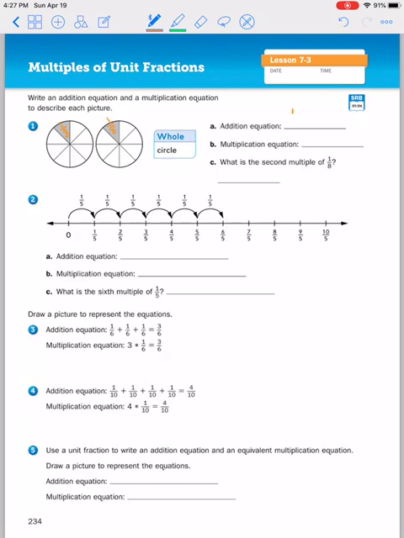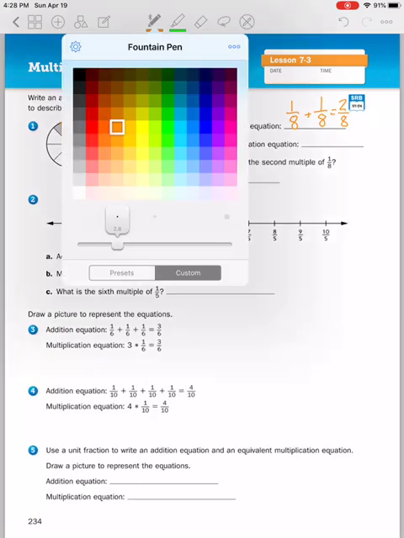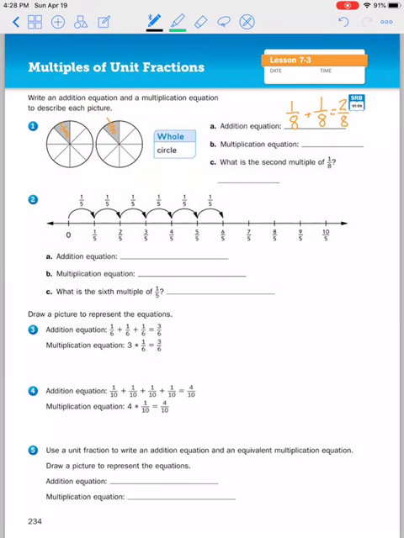So my addition equation would be 1/8 plus 1/8 equals 2/8. Now we have to think of a multiplication. Well, I have 2 groups of 1/8. So remember, when there's something in groups, it's multiplication. So it would be 2 times 1/8, which would give us a multiple of 1/8, which is 2/8.